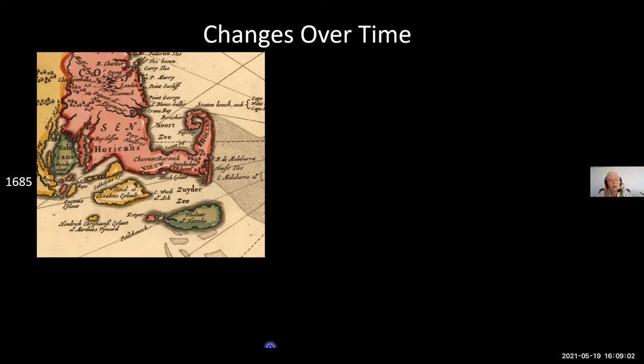So it's important to take a look at maps that represent the period we may be researching, because not only do political boundaries change over time, but physically the land changes. And because Cape Cod is a big sand dune, a sandbar, we can take a look at how it's changed over time as it was mapped by people in different eras. So here's a 1685.